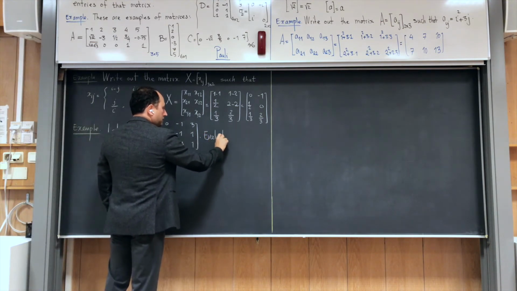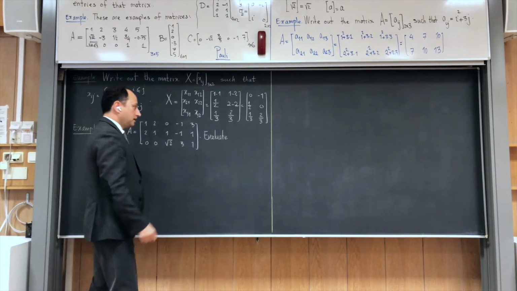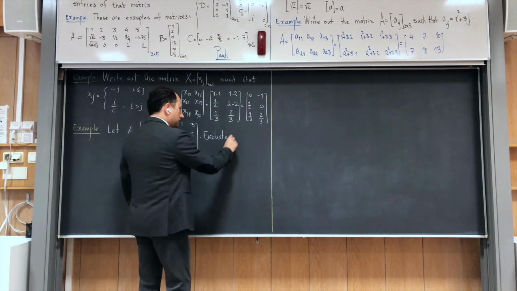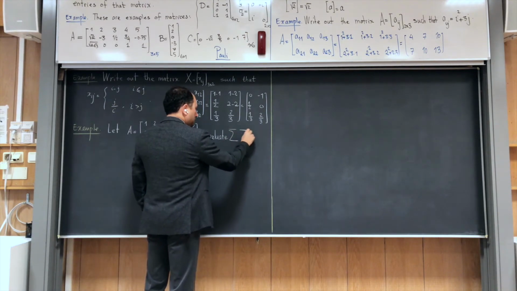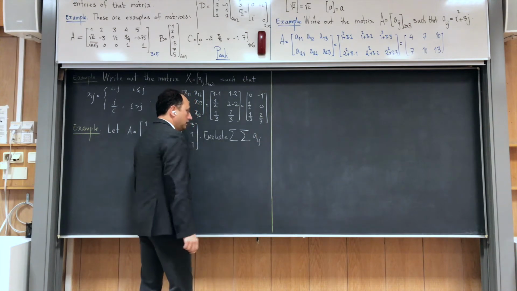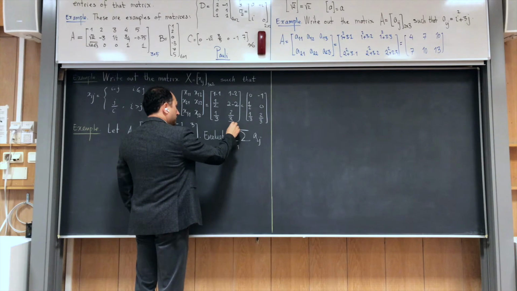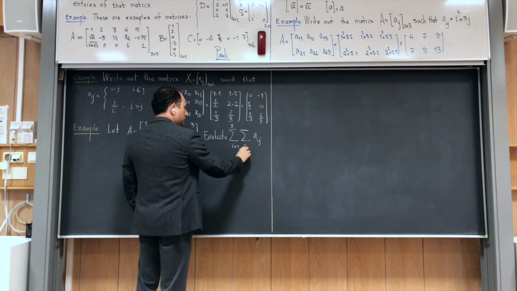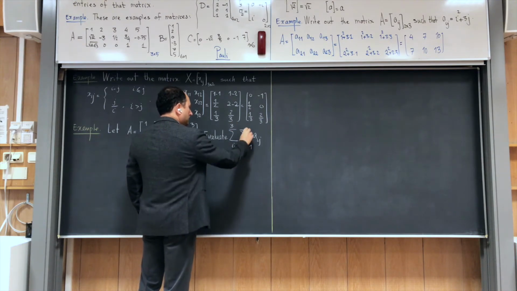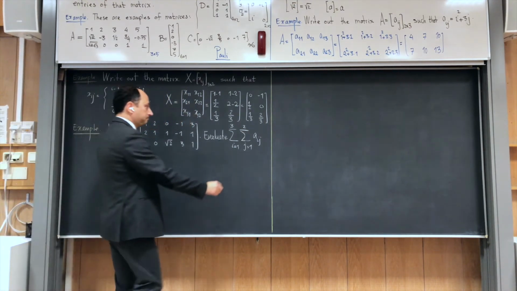So these double sums are important, so let me just look ahead a little bit to make ourselves ready for these calculations. Evaluate sigma and another sigma. I would write here a_ij, and then, for example, i goes from 1 to 3, and j goes from 1 to 2. So I want to evaluate this.